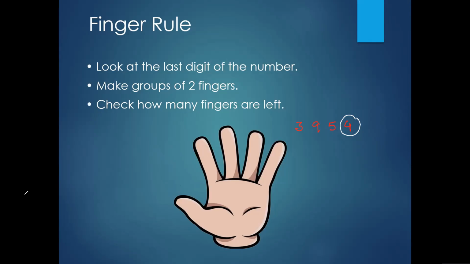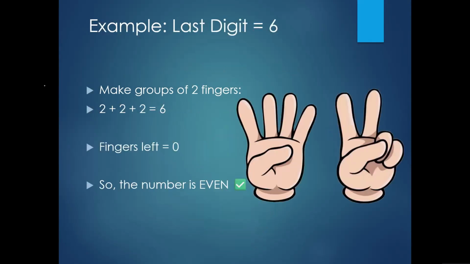Let us understand this using an example. Suppose I have a number, say 95436. Now it is a 5-digit number and I want to see whether this is an even number or an odd number. What do we do? We look at the last digit. Now when we look at the last digit, it is the number 6.